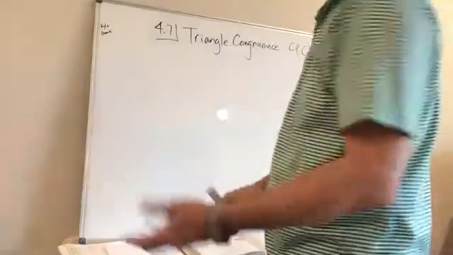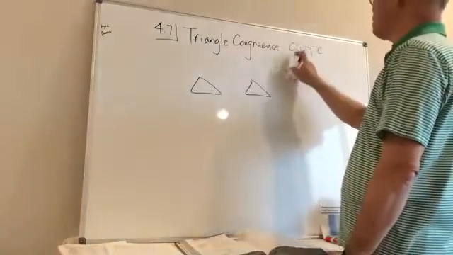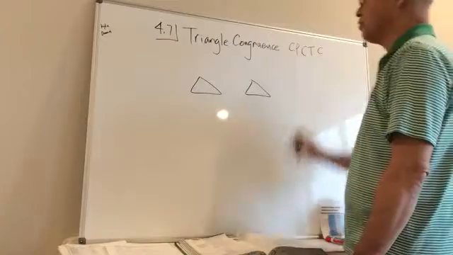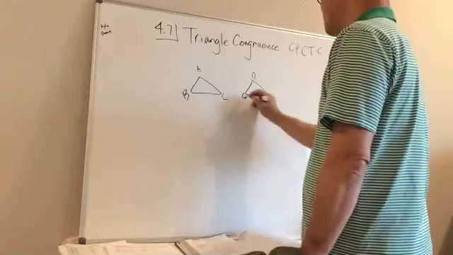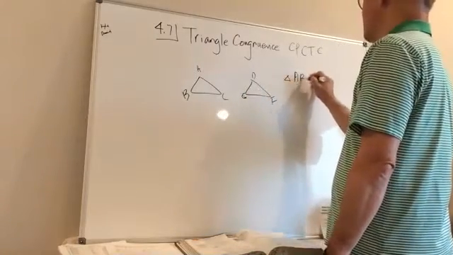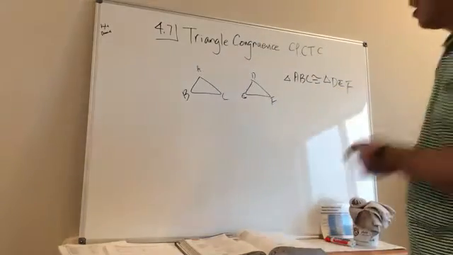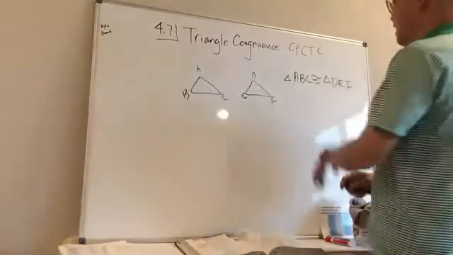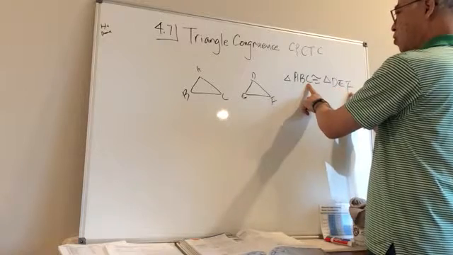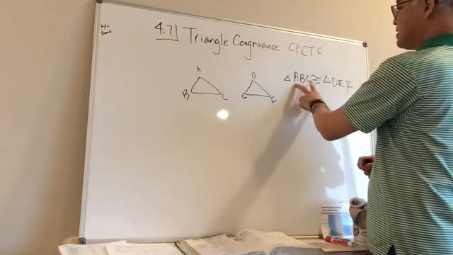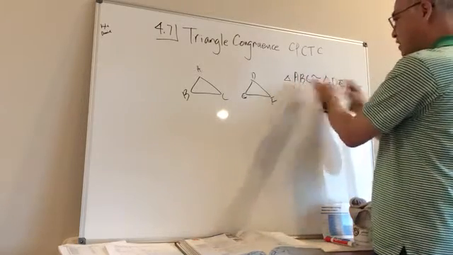Which kind of makes sense, right? In other words, if I have two triangles that are congruent, then the corresponding parts are going to be congruent. So if I told you that I had two triangles and the statement I give you is triangle ABC is congruent to triangle DEF, I can say, without even looking at the picture, that angle ABC will be congruent to angle DEF, or I can say segment AC will be congruent to DF, as long as I keep the same order.